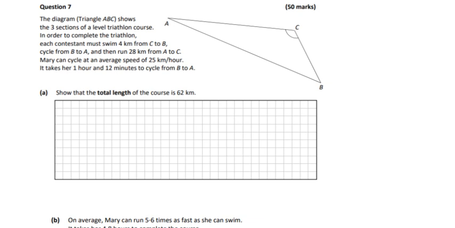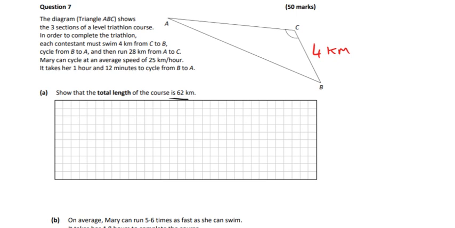Hi folks, so this is question 7. You need to just show that the total length is 62 here. It gives us two of the distances. It says that from C to B is 4, so 4 kilometers. That's the length of the swim.